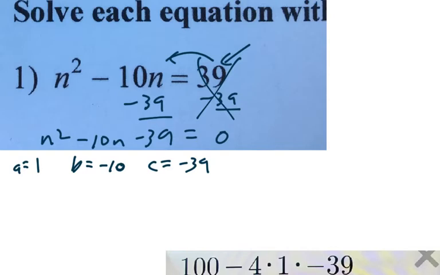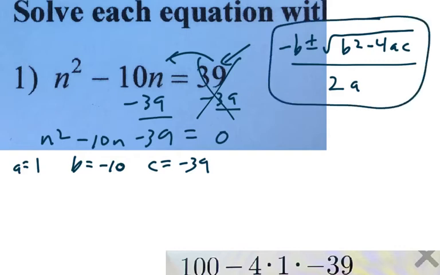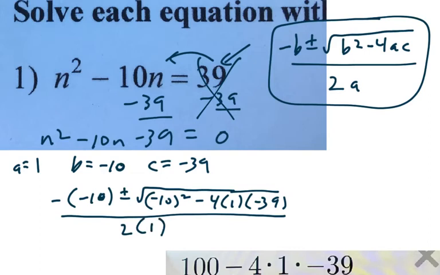Please watch your signs. Now the quadratic formula, of course, goes like this. Negative b plus or minus square root b squared minus 4ac, all divided by 2a. So that's what we're going to do here. So I'm going to go ahead and do negative of the b. Again, watch your signs. B is negative 10 plus or minus square root. I'm going to do b squared minus 4 times a times c. Please watch those negatives in there. All divided by 2 times a.